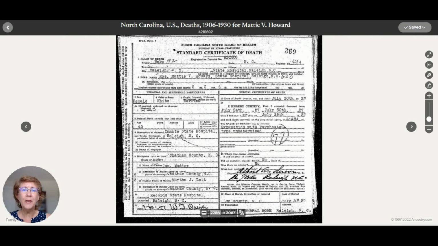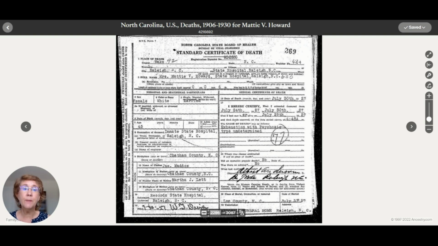I'll be walking you through a couple examples of death certificates and how I analyze them as we go. So I'm going to turn the camera around, let you look over my shoulder, and we're going to start first with the North Carolina death certificate from the 1920s of Maddie Maddox Howard. Okay, so we are over here on my Ancestry.com tree, and I have pulled up the death certificate for Maddie Howard. Mrs. Maddie Howard, also Maddie Maddox was her maiden name.